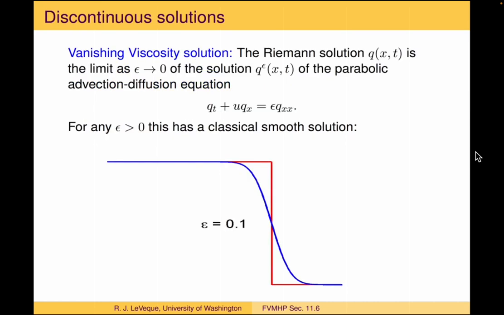So again, we've seen this picture before, but this is just a viscous advection equation with a small parameter epsilon, and as epsilon goes to 0, the solution to that converges to a discontinuity, and similarly for Burgers' equation, and you can use that also to figure out what's the right location for a discontinuity.